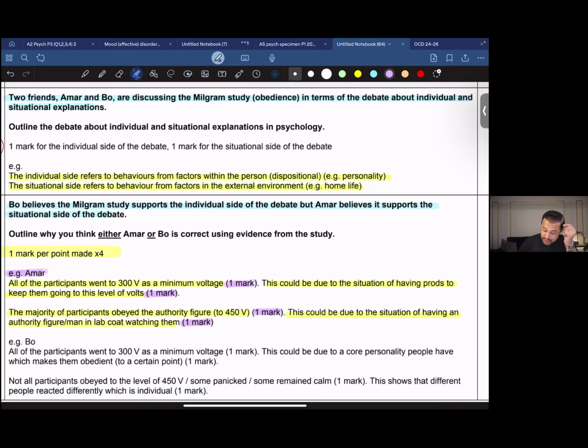Moving on, taking sides with Bo here. All of the participants went to 300 volts as a minimum voltage. This could be due to a core personality people have, which makes them obedient to a certain point. Again, I'll pick up another color to differentiate the marks. Not all participants obeyed to the level of 450 volts. Some panicked, some remained calm. This shows that different people react differently, which is an individual factor and not the situation. Now, I hope this has helped.